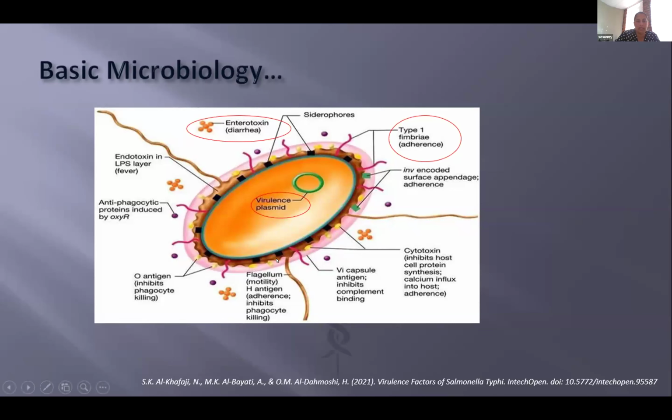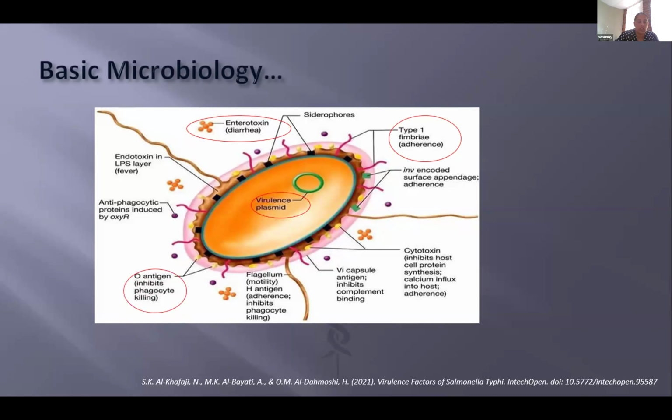When we look at the basic microbiology in terms of the virulence factors, you've got the virulence plasmid in the middle there, which is responsible for transference of certain virulence factors related to antimicrobial resistance. You have type 1 fimbriae, which are involved in adherence of salmonella organisms to the intestinal epithelium, and you also have production of enterotoxins, which are responsible for diarrhea.